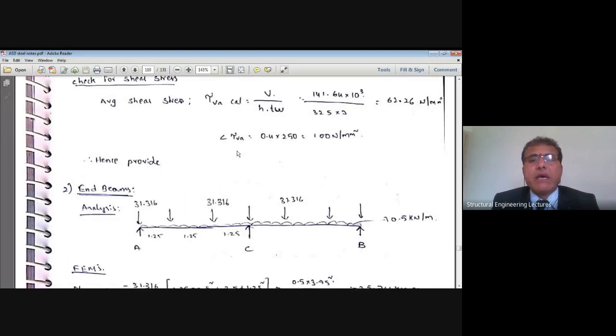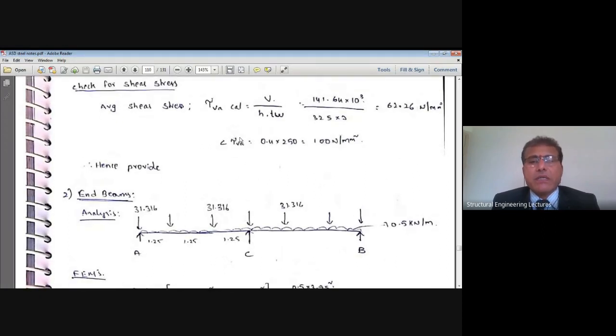But the permissible average shear stress as per the IS 800 1984 code is 0.4 Fy, with Fy 250, right? 0.4 multiplied by 250 is 100 MPa, 100 Newton per mm square. The actual value tau VA cal is 62.26, which is much less than the permissible 100 MPa. Therefore, it is also okay in shear criteria.